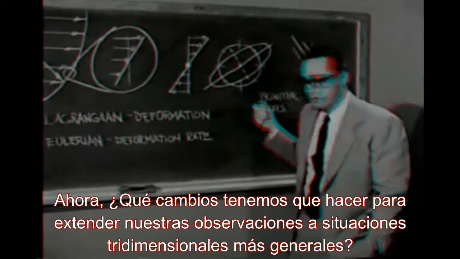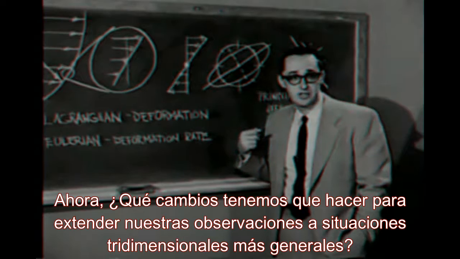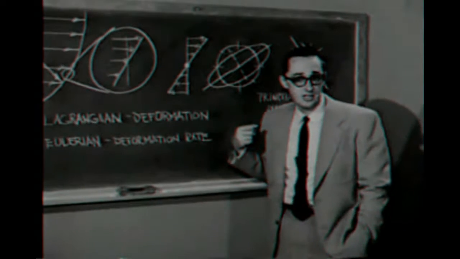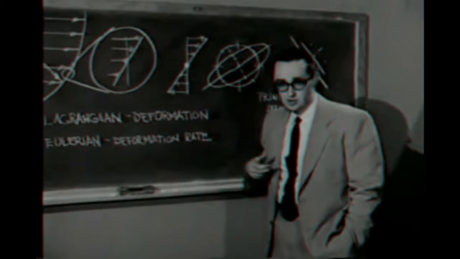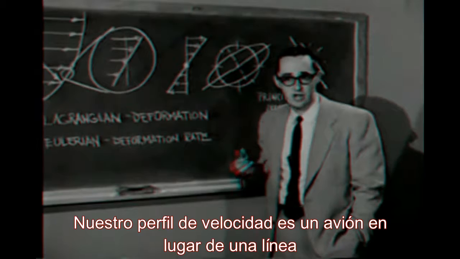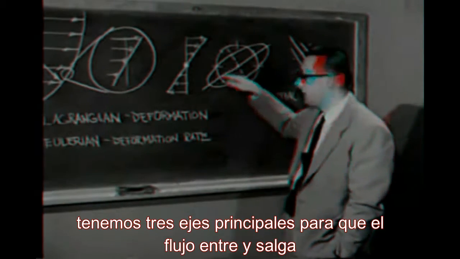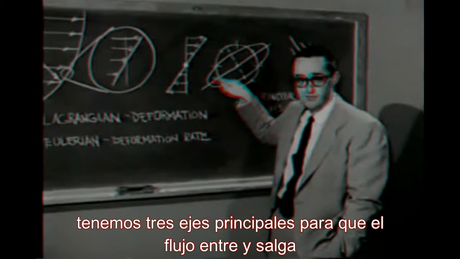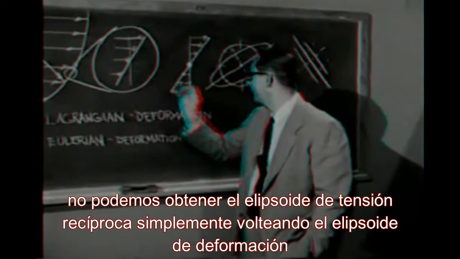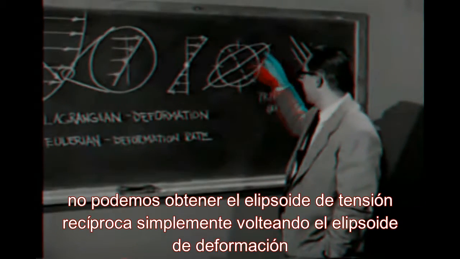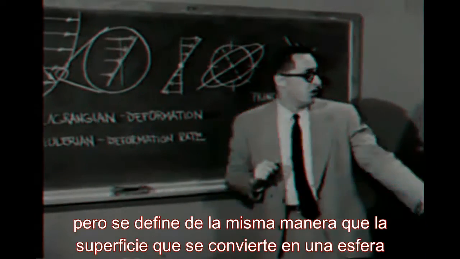Now, what changes do we have to make to extend our observations to more general three-dimensional situations? Well, not many. We have ellipsoids instead of ellipses. Our velocity profile is a plane instead of a line. We have three principal axes for flow to be in and out along. We can't get the reciprocal strain ellipsoid by simply turning over the strain ellipsoid, but it is defined the same way as the surface that turns into a sphere.